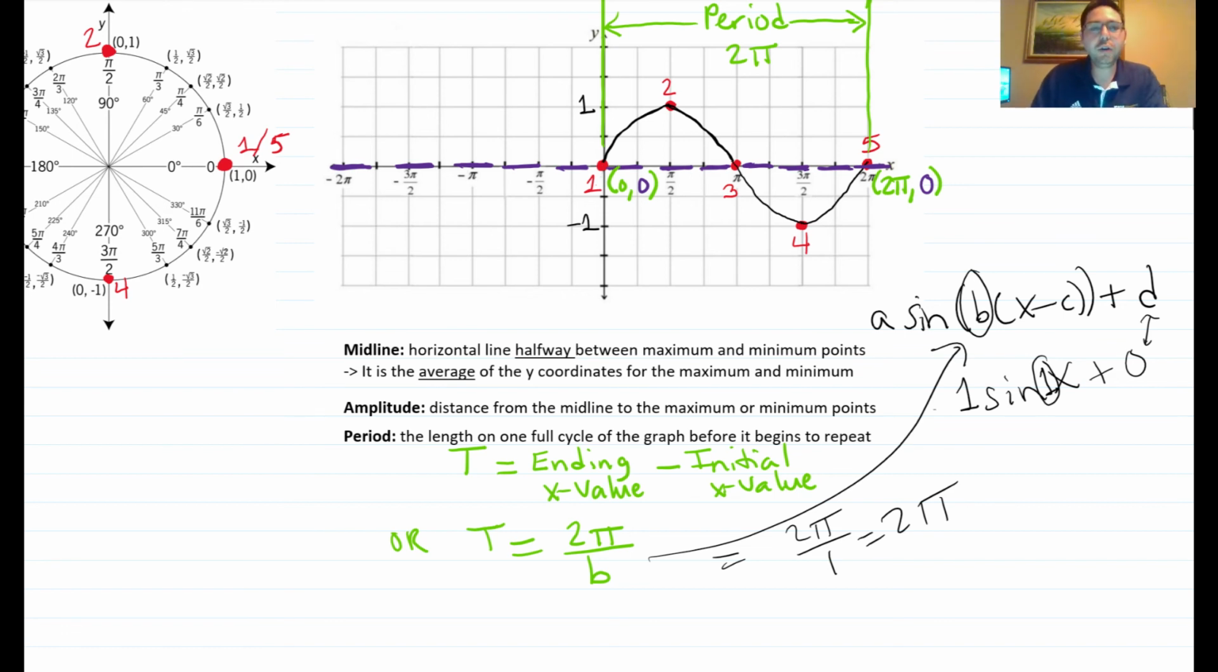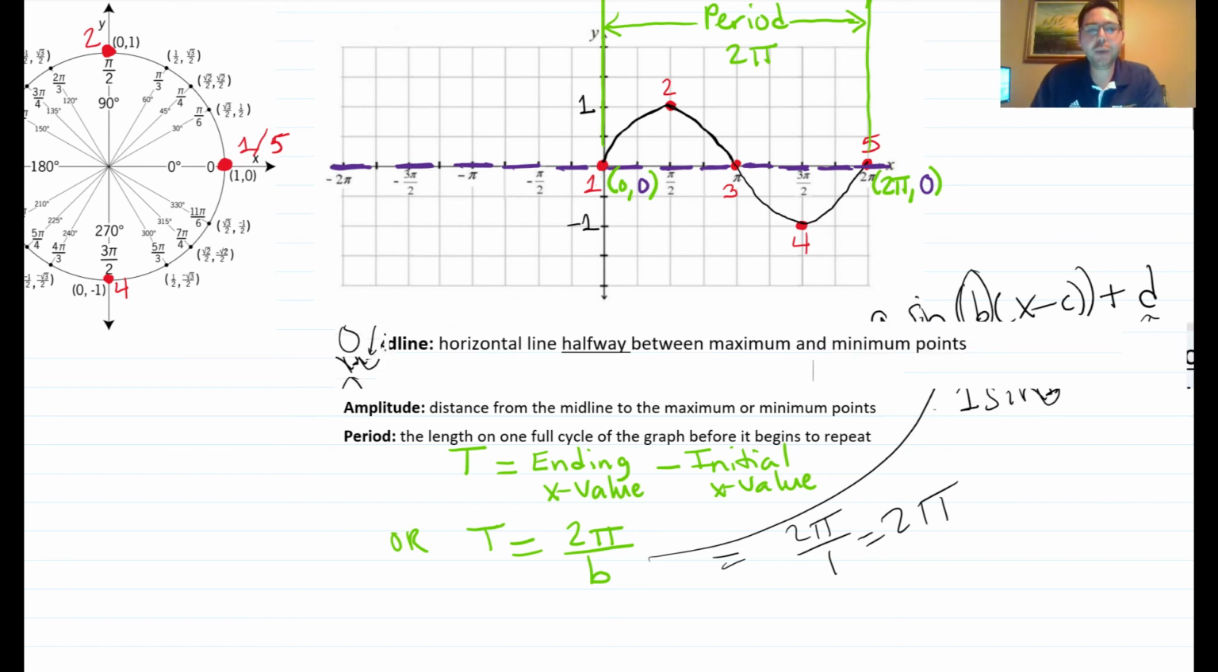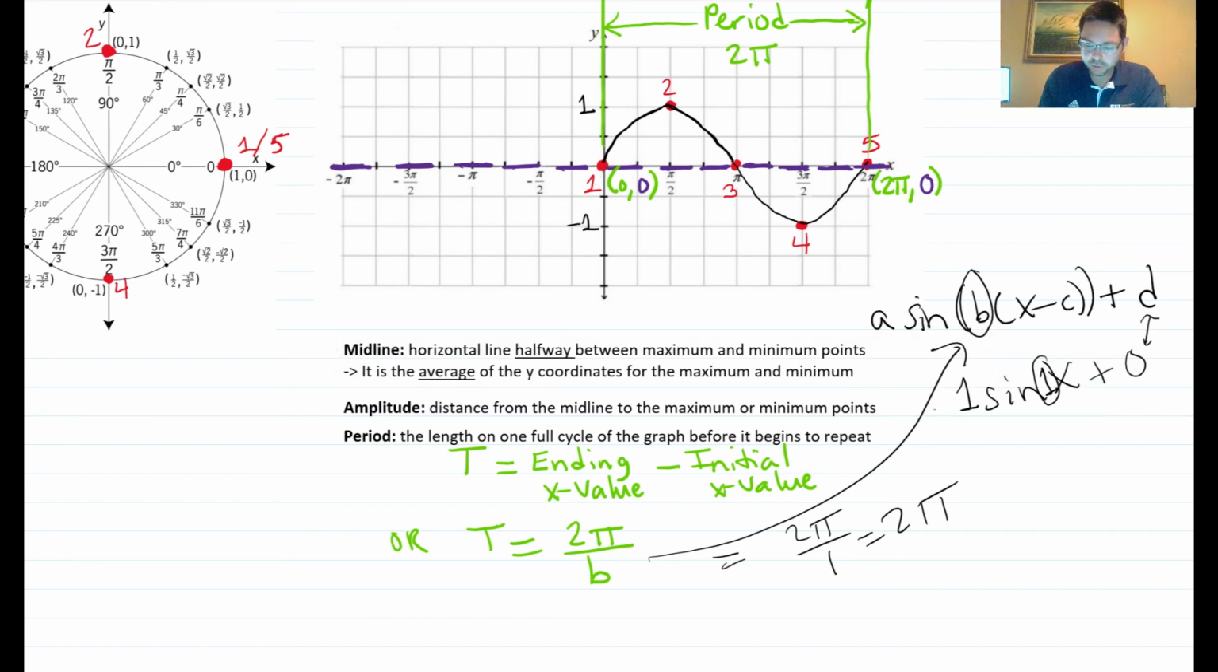All right, so you can also tell that it's 2 pi because this right here is my ending x coordinate. This is my initial x coordinate. And then we know that 2 pi minus 0 is 2 pi. So two different ways of doing it. If you have the graph, you can do this. If you have the function, you can use this. All right.